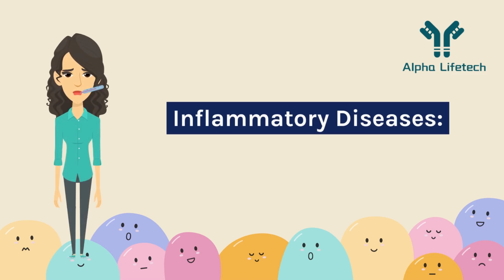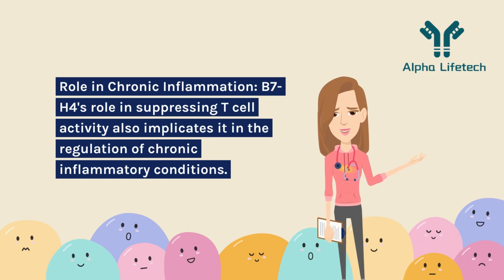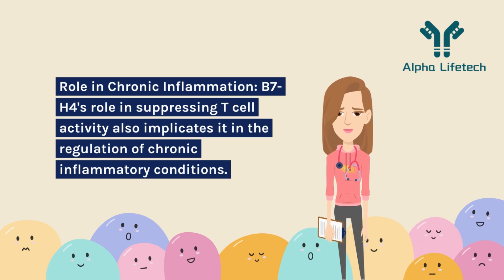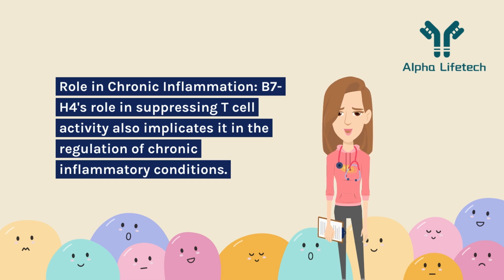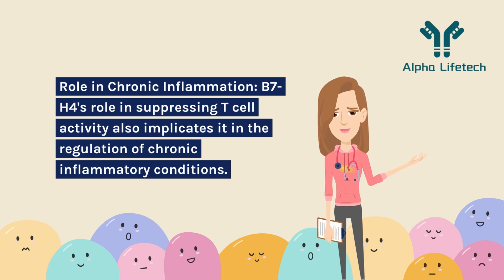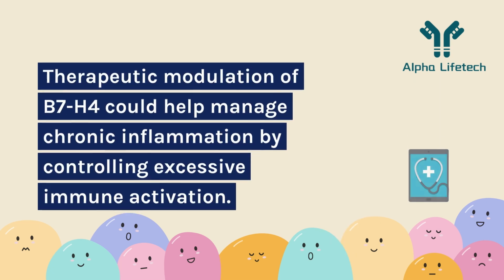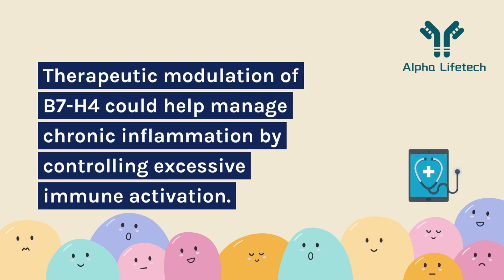Inflammatory diseases. Role in chronic inflammation. B7-H4's role in suppressing T-cell activity also implicates it in the regulation of chronic inflammatory conditions. Therapeutic modulation of B7-H4 could help manage chronic inflammation by controlling excessive immune activation.